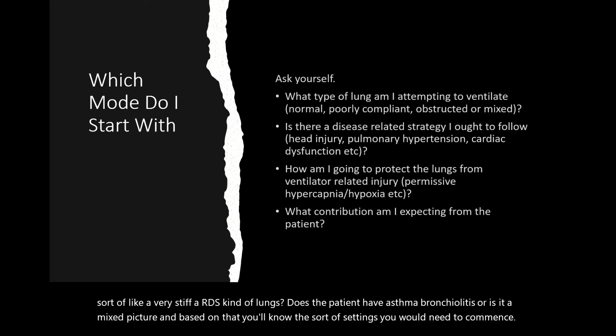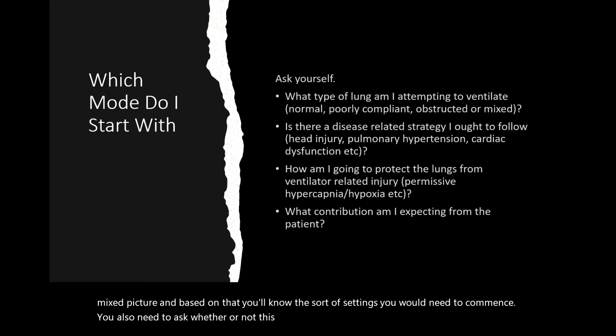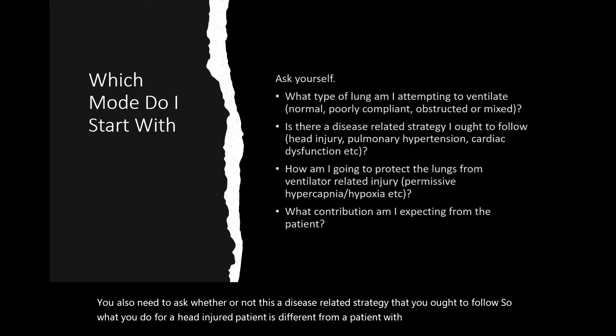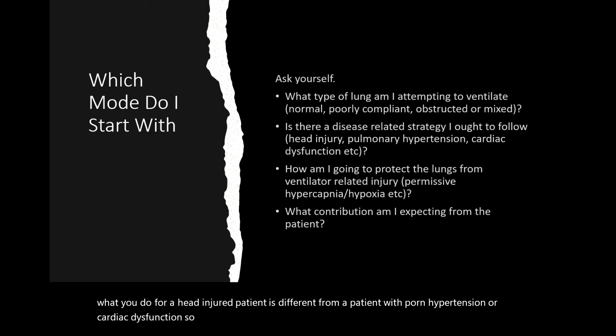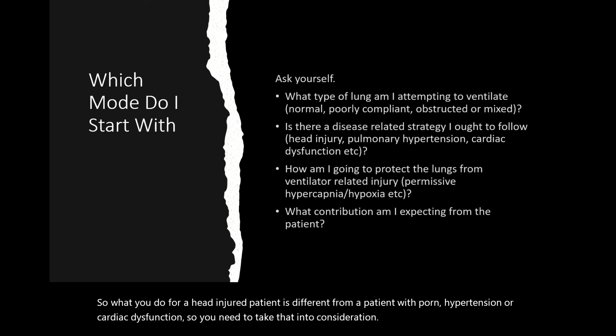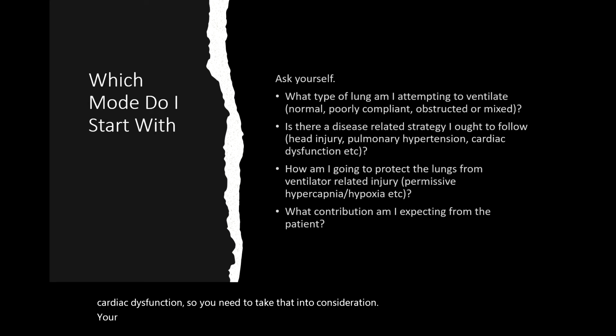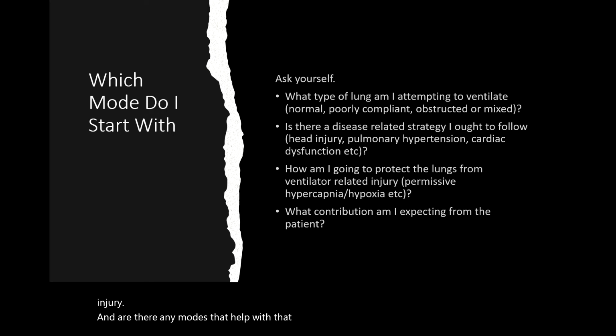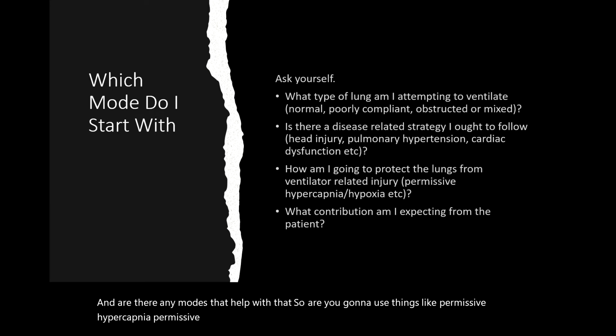You'd also need to ask whether or not there's a disease-related strategy that you ought to follow. So what you do for a head-injured patient is different from a patient with pulmonary hypertension or cardiac dysfunction. So you need to take that into consideration. You're also going to need to ask yourself, how are you going to protect the lungs from ventilator-related injury? And are there any modes that help with that? So are you going to use things like permissive hypercapnia and permissive hypoxia? And does the mode or the settings within the mode help with that?